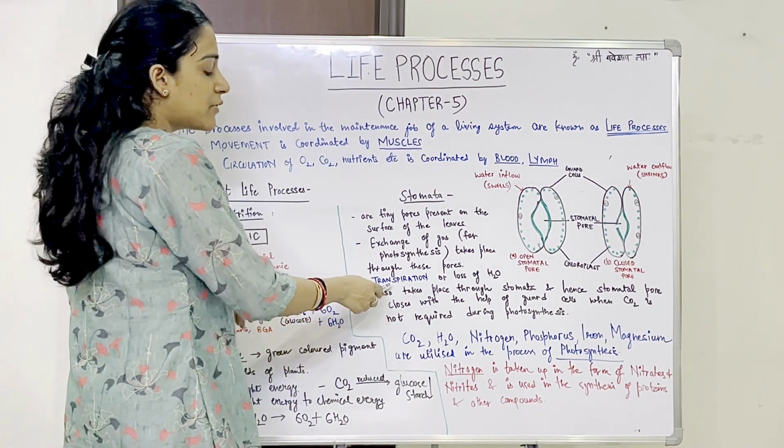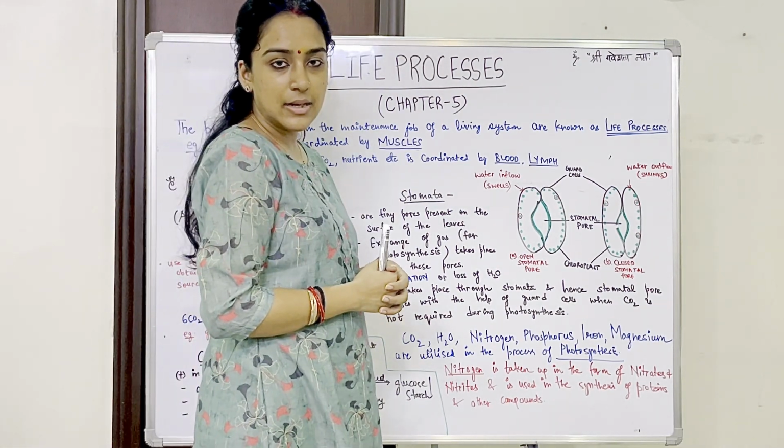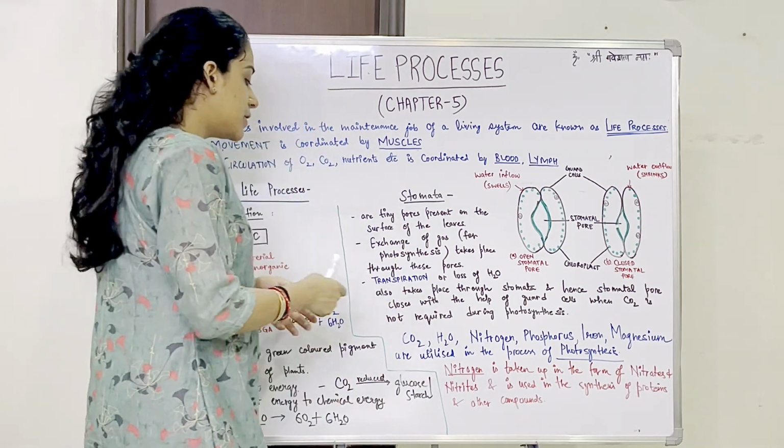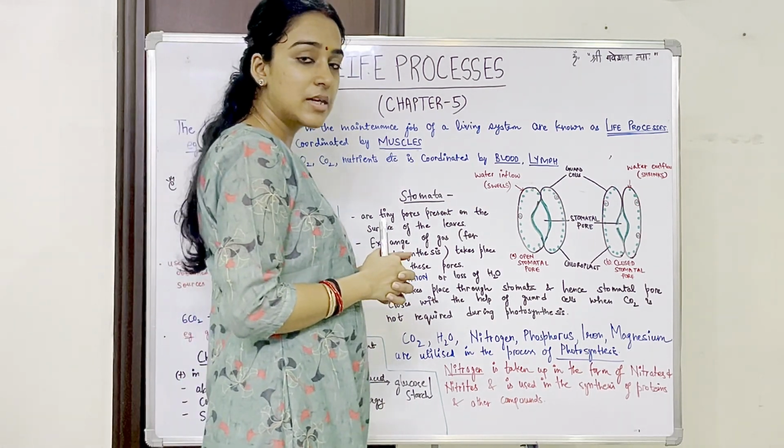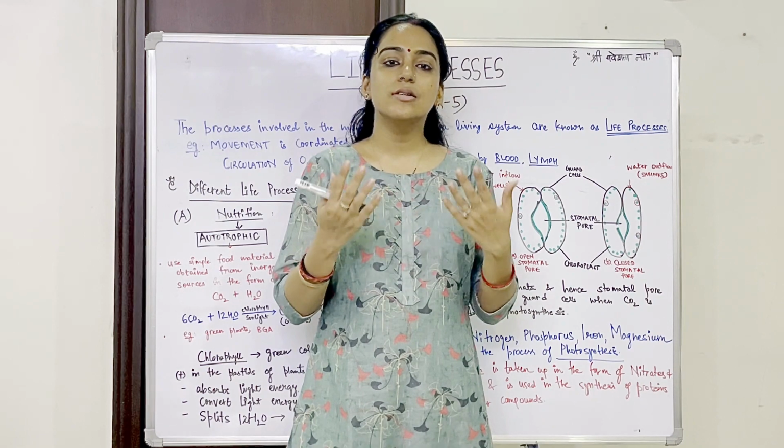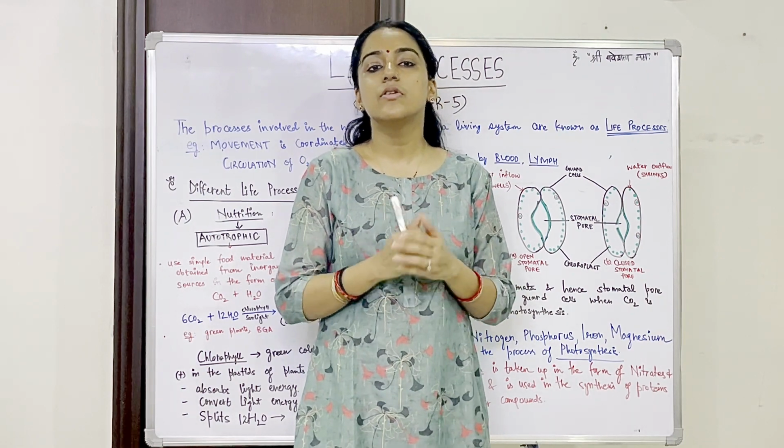We'll be talking about transpiration in detail in our coming lectures, but for just an understanding, transpiration is the process where the extra water gets lost from the surface of the leaf through stomata.